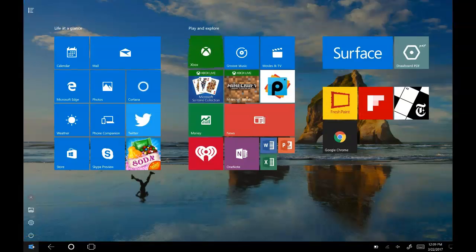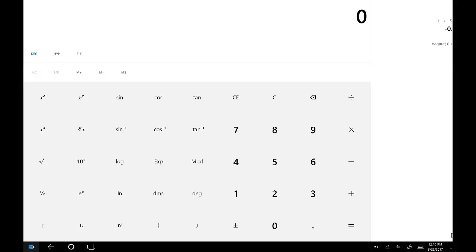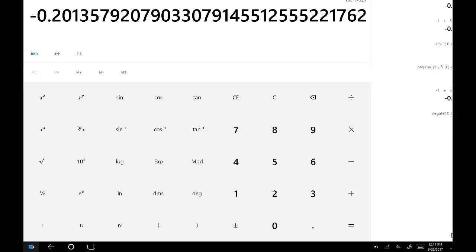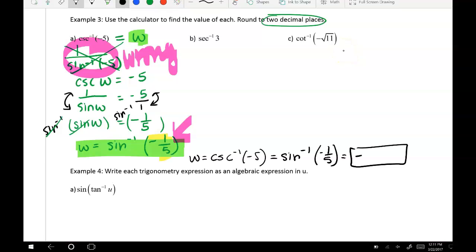Okay, I'm going to go find my calculator. I need to not be in degrees, but radians. There you go. 1 negative divided by 5. Now do sine inverse of that. Is that the right answer? Okay, 2 decimal places. Did I get the right answer using my old school calculator here? -0.20? Let's see. Did you guys get -0.20? -0.20.